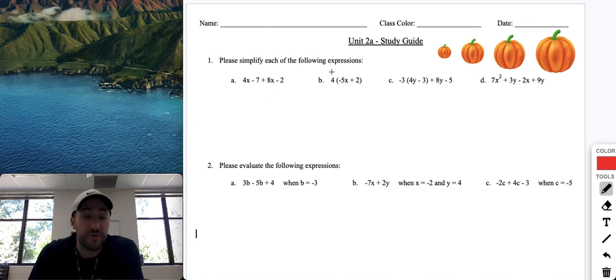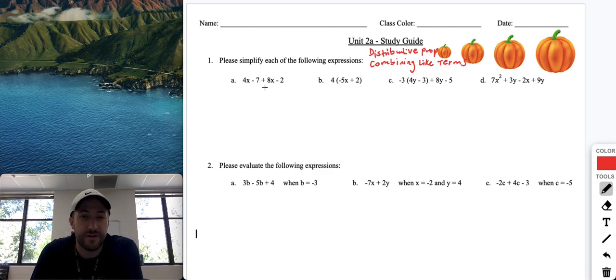So looking at these, whenever we simplify an expression, we're talking about two different methods. We're talking about the distributive property, number 1, and then we're talking about, abbreviate right there, combining like terms. Those are the two methods we have for simplifying an expression. All right, so let's look at the first one.